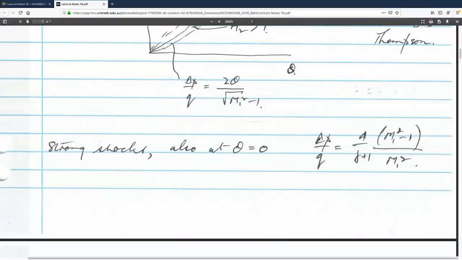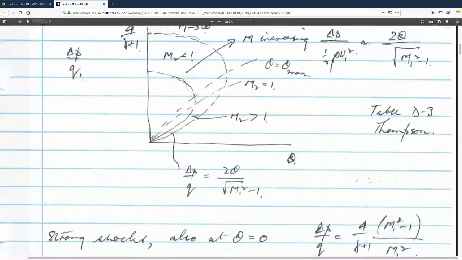So if I take m1 going to infinity, an enormously strong shock, the maximum value of this quantity here is 4 over gamma plus 1. Even though m1's going to infinity. But in general, it's not 4 over gamma plus 1, it's 4 over gamma plus 1, m1 squared minus 1 over m1 squared. So if m1 was, say, 2, this is 4, this is 3 over 4, so it's smaller than 4 over gamma plus 1 for the normal shock. So we're going to use that.